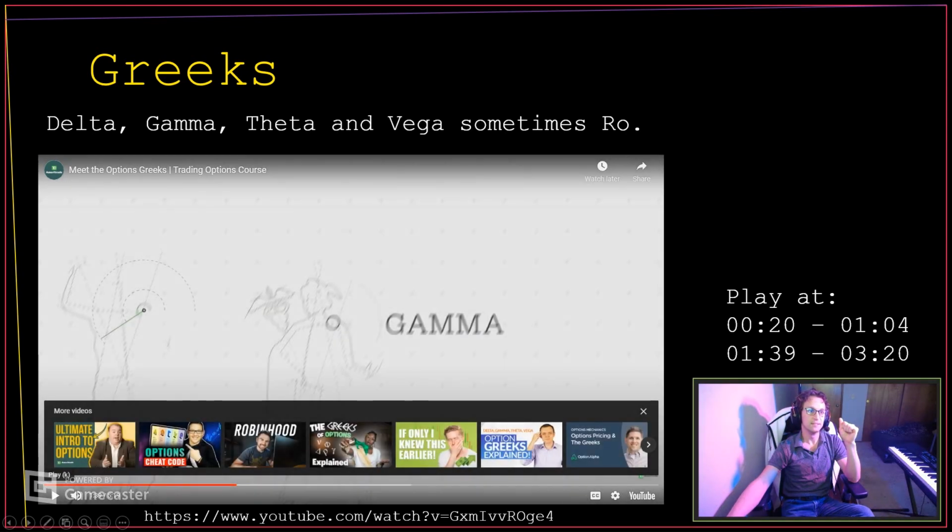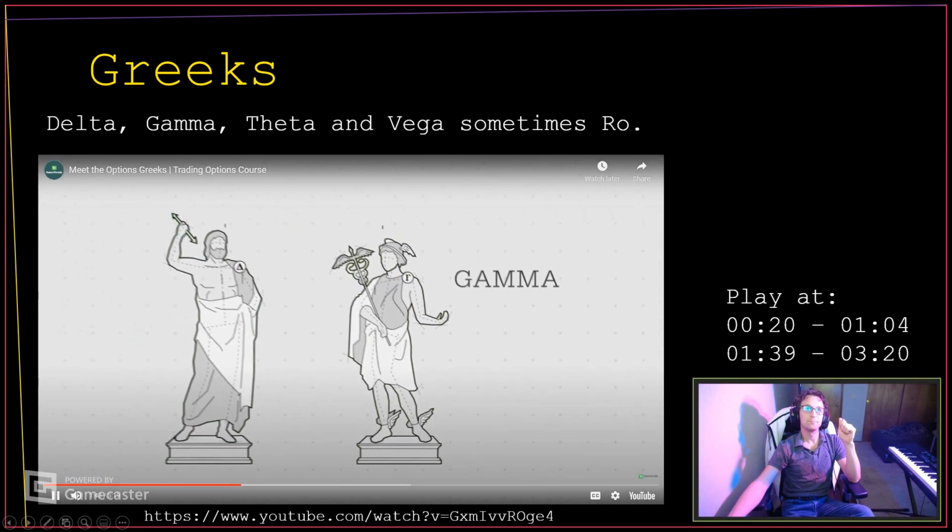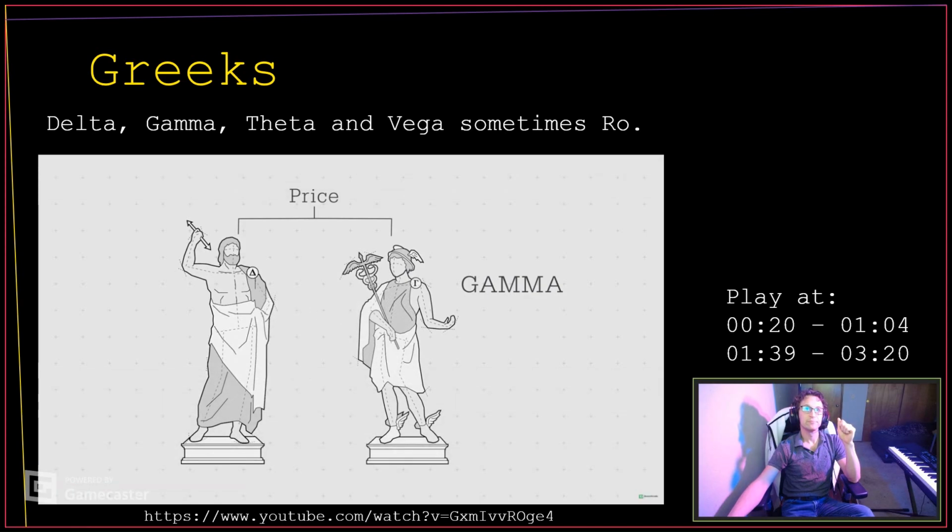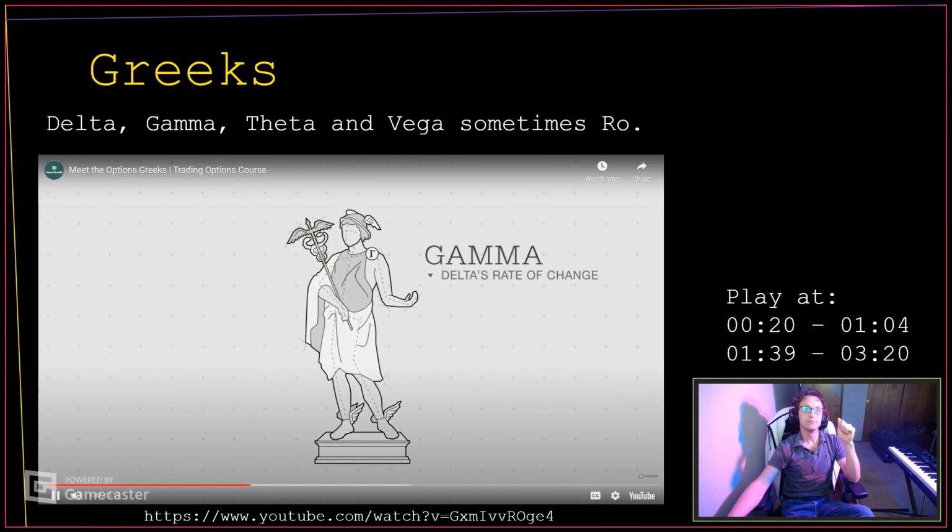This is difficult. Gamma is Delta's Hermes, his right-hand man in the price domain. Gamma measures Delta's expected rate of change.